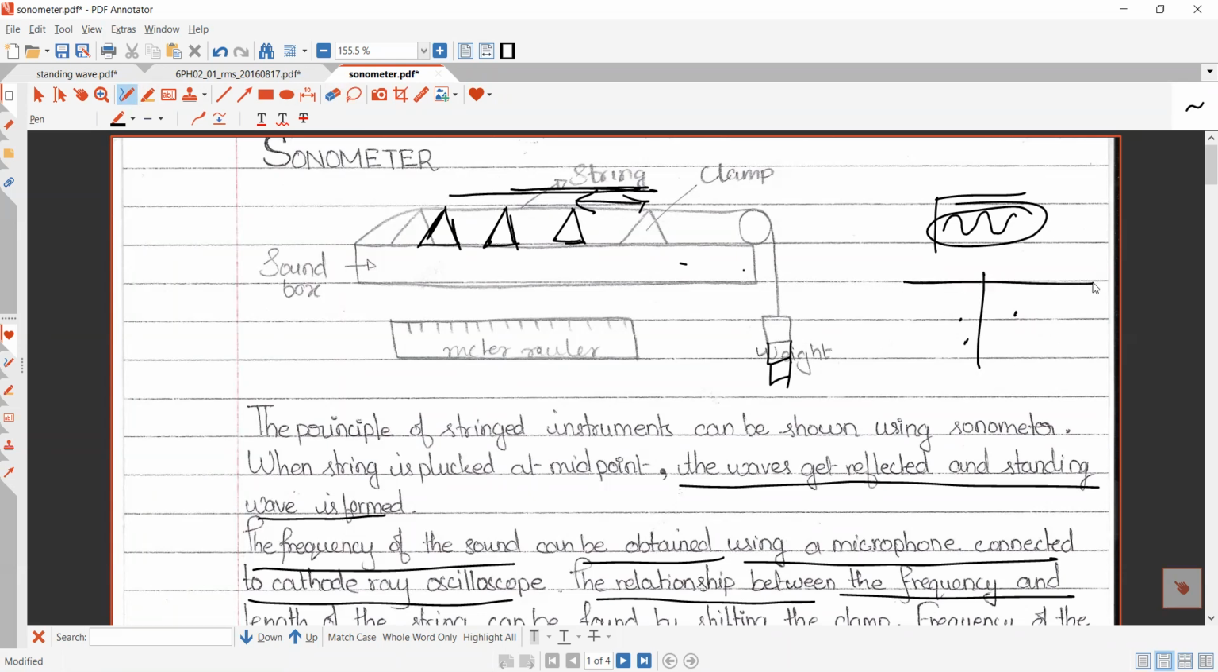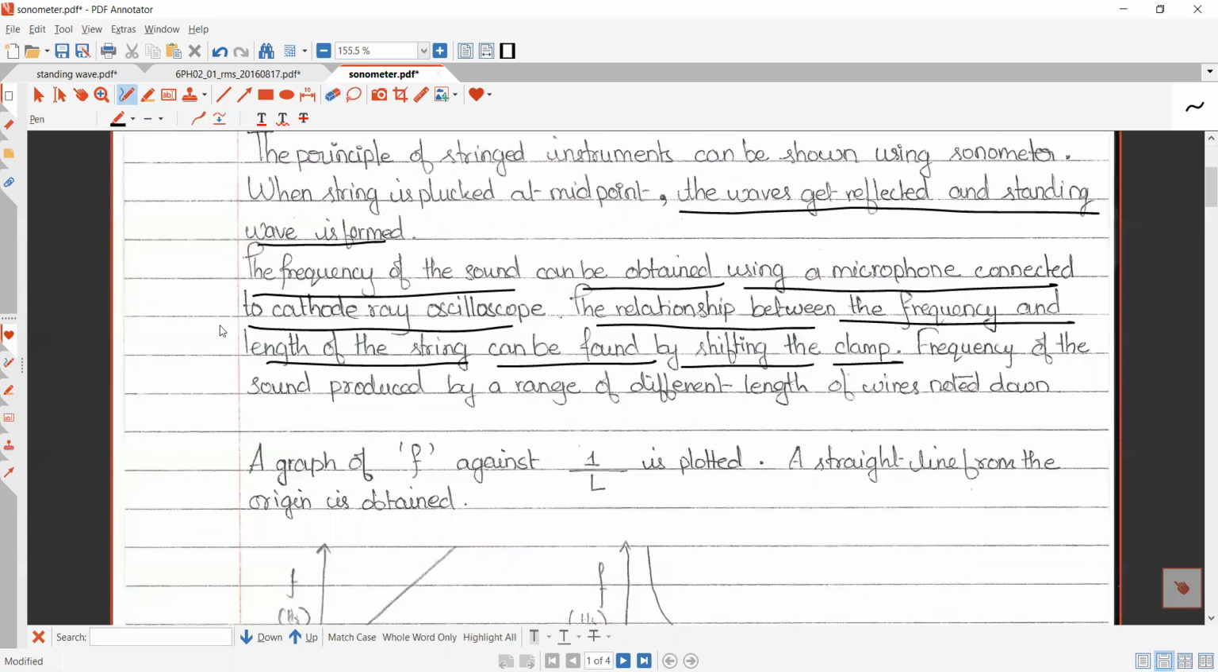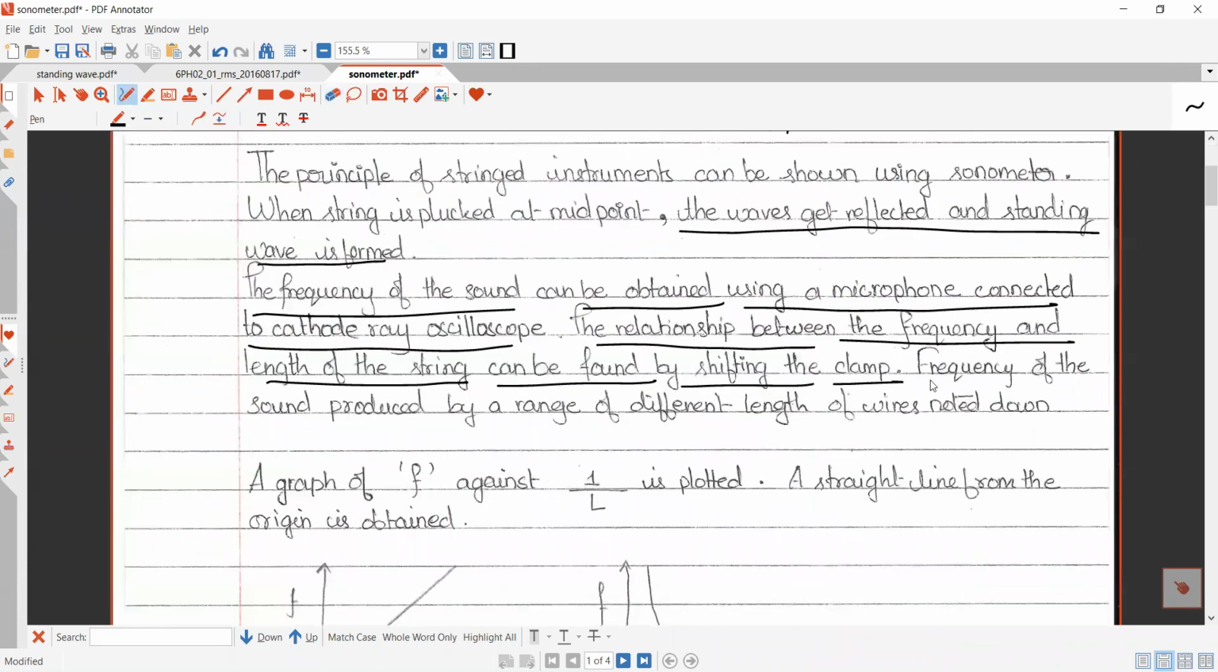So for each length of the string, what is the frequency you can hear? Basically, what is the frequency you get as the reading from the oscilloscope? You note it down. So you're going to draw a table of length of the string and frequency of the sound. The frequency of the sound produced by the range of different lengths of the wire is noted down. Are you getting the point now?